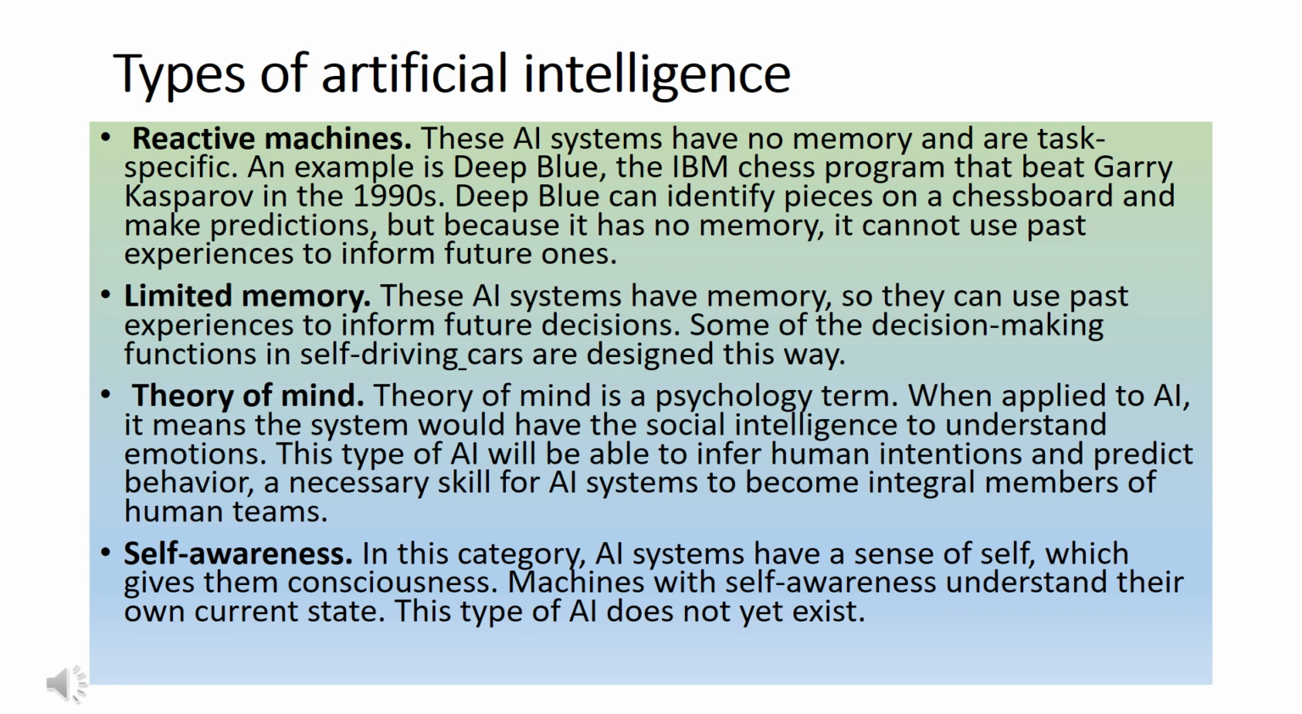Then we have the third type of artificial intelligence, that is theory of mind. So theory of mind is a psychological term. When applied to an AI, it means the system would have the social intelligence to understand the emotions. So this type of AI will be able to infer the human intentions and predict the behavior, a necessary skill for an AI system to become an integral member of the human teams.